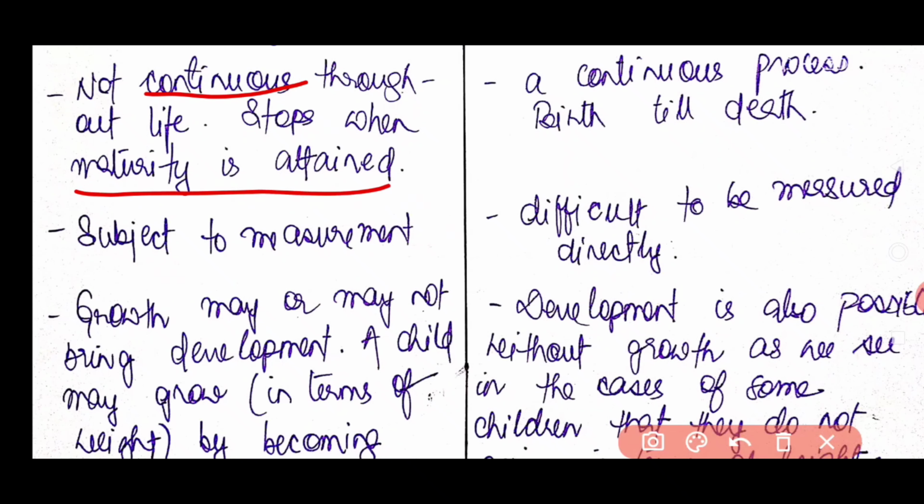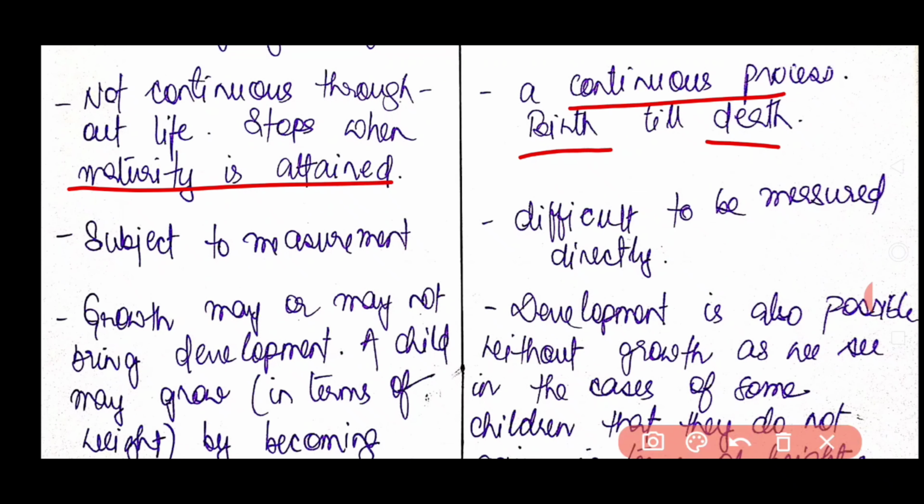When maturity is attained. Whereas in development, it is a continuous process which takes place from birth till death. The changes, however small they may be, will continue throughout the lifetime of an individual. Growth is subject to measurement. So the changes produced by growth are the subject of measurement. They may be quantified and are observable in nature.